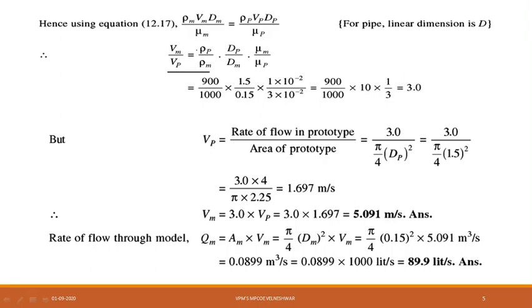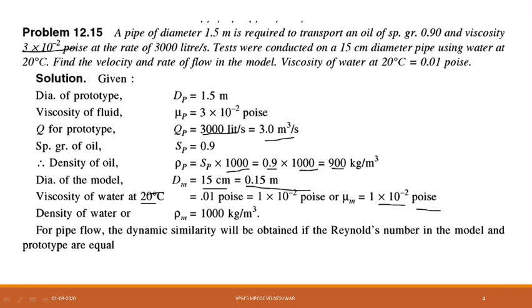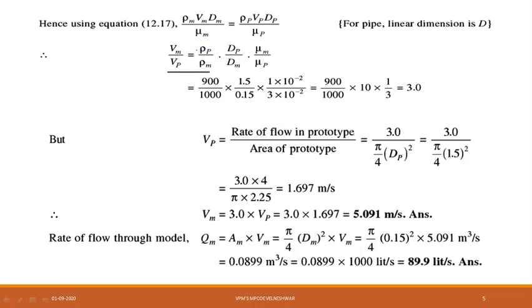Now, what is the rho p value? That is prototype value. See here, prototype value is 900 kg per meter cube. So 900 divided by rho m is model, that is 1000, into dp value, how much he has given, 1.5 divided by 0.15, into 1 into 10 to the power minus 2 divided by 3 into 10 to the power minus 2. By calculating all these values, I got Vm by Vp as 3.0.